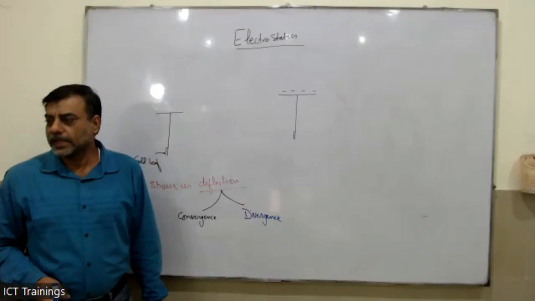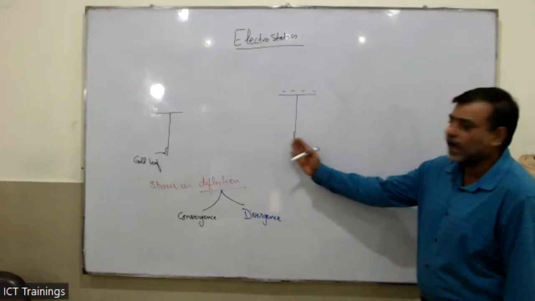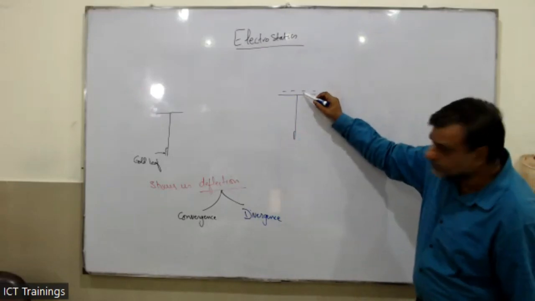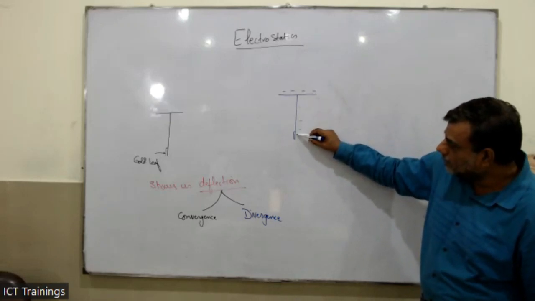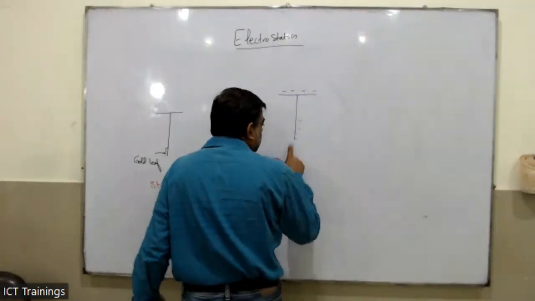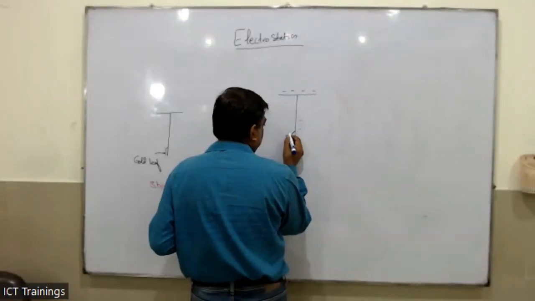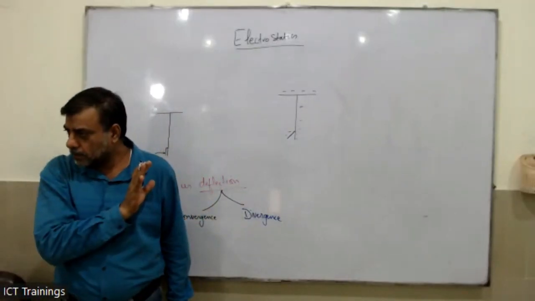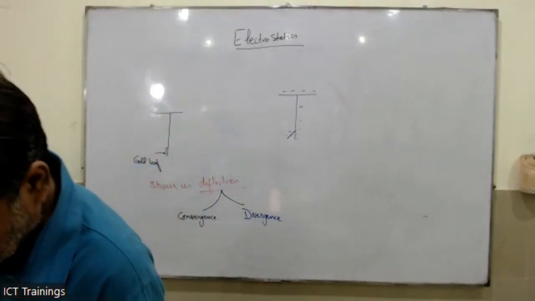Aruba, what do you think? Why deflection? You are right, but why? Why will it deflect? Heather? So charge, it will not stay here. It will come down as well on the plate, on the leaf. So the leaf will go downwards. Right? Is it okay?